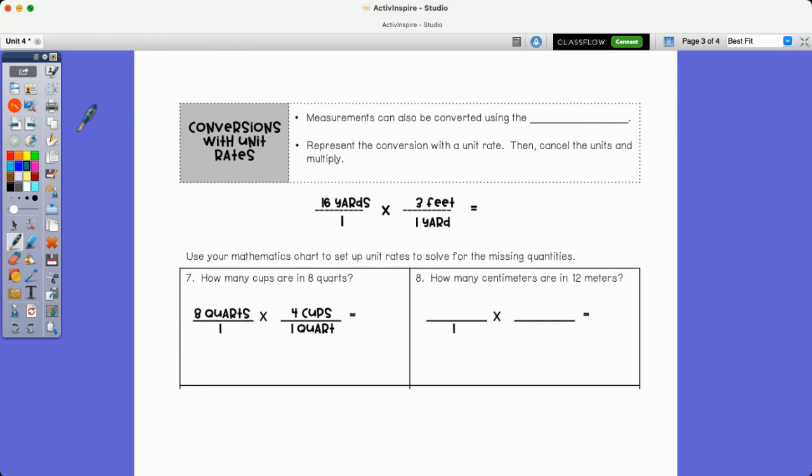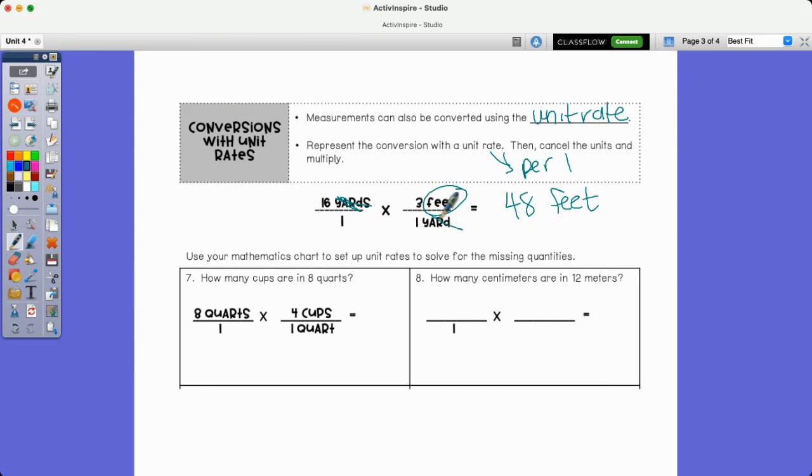Okay, conversions with unit rates. Measurements can also be used converting the unit rate. Represent the conversion with the unit rate. Remember, unit rates is per one of anything. Cancel the unit rates and multiply. So, for example, this says 16 yards per 1 times 3 feet per 1 yard. So I cancel out my yards and I'm just left with the feet on top. And so I get 16 times 3 is 48 feet.